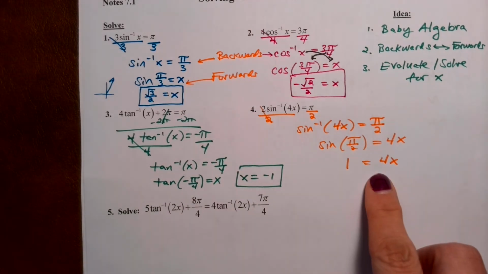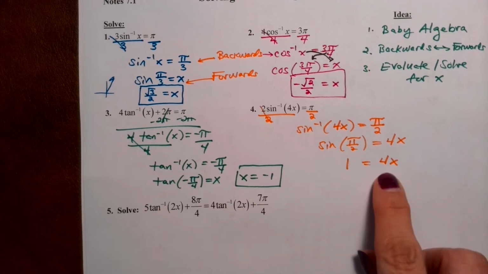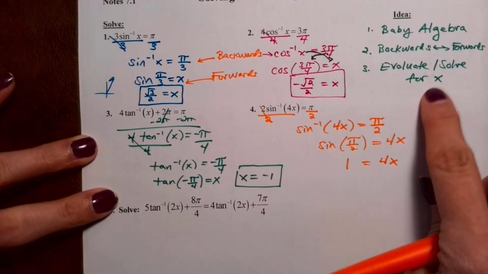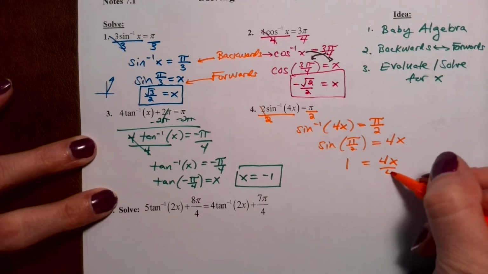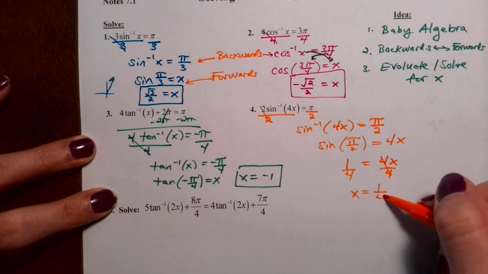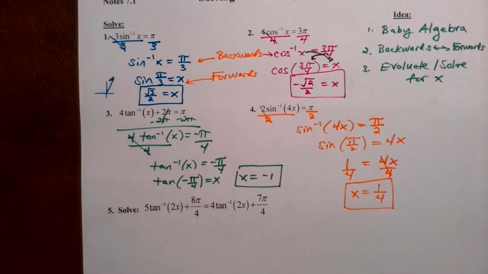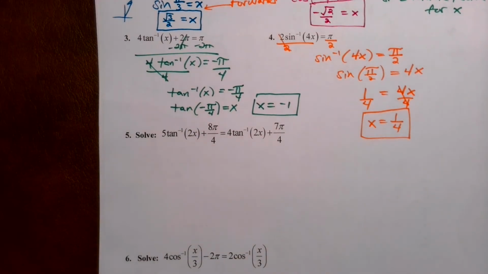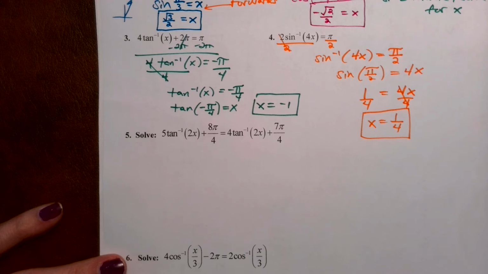The difference with this problem, here I stopped, I was done, but this isn't x equals yet. So evaluate slash, you might have to keep solving. I have to divide both sides by 4, and x is equal to 1/4. Okay, so we're putting some of those solving skills in combination with your unit circle knowledge to solve problems. Okay, we got a couple more.